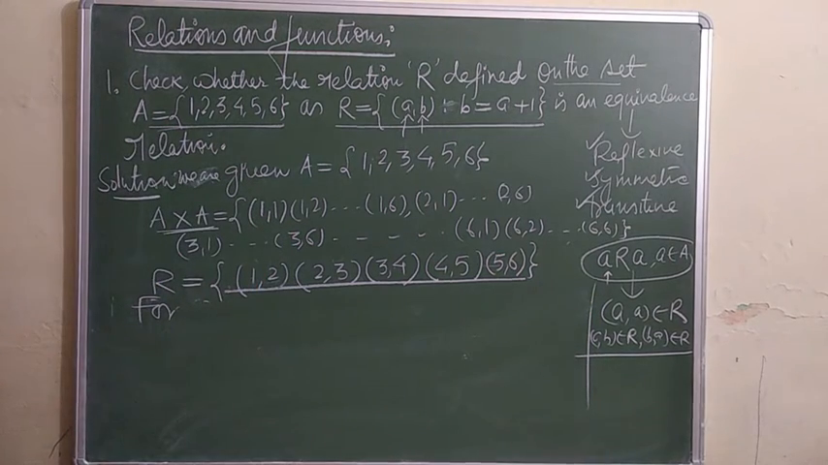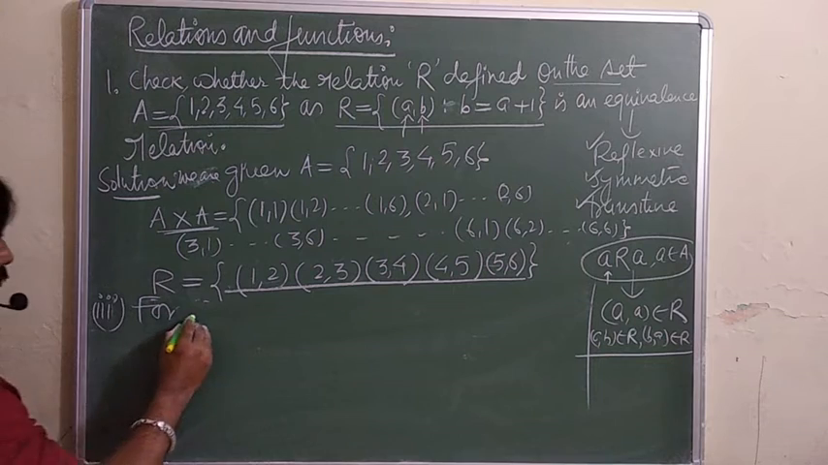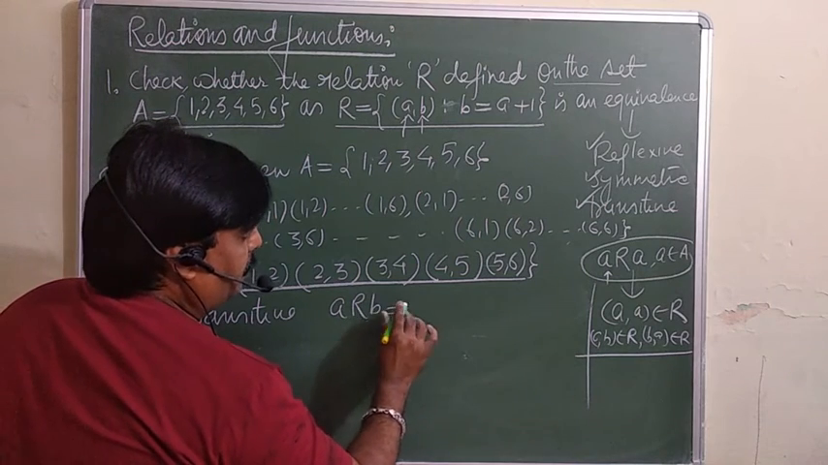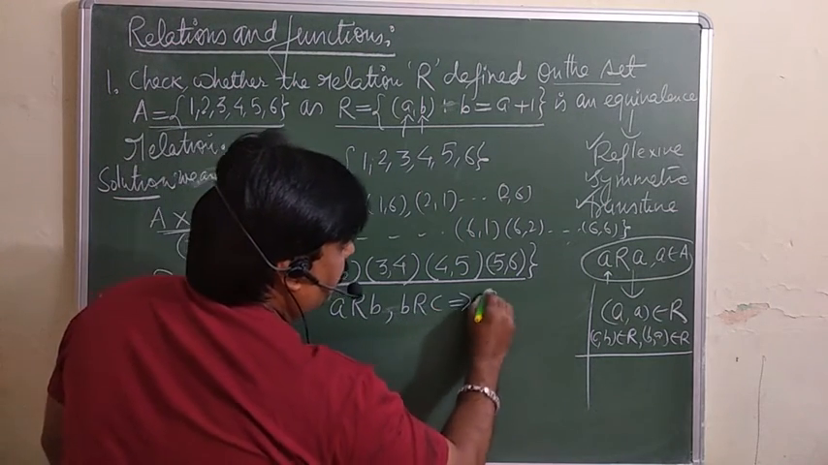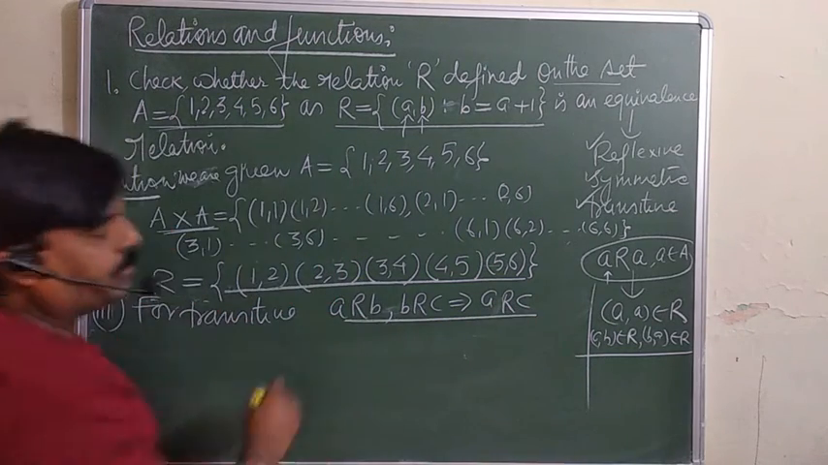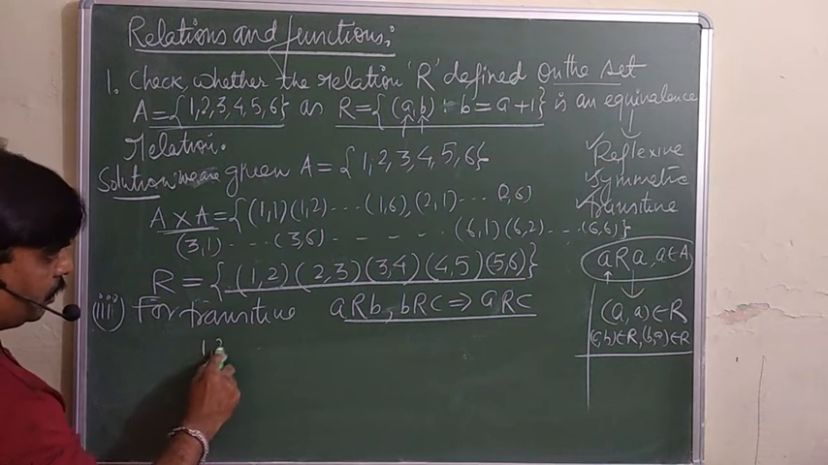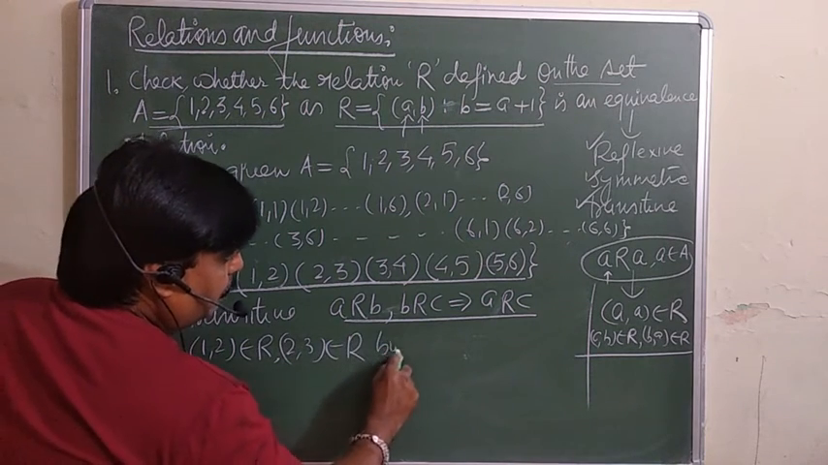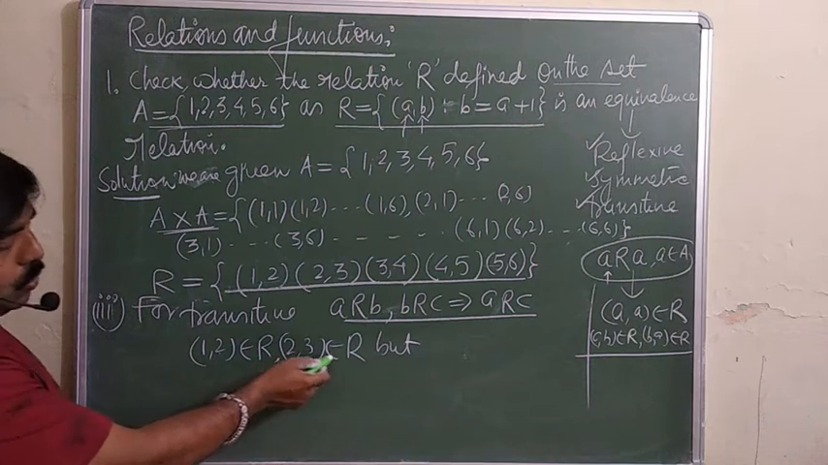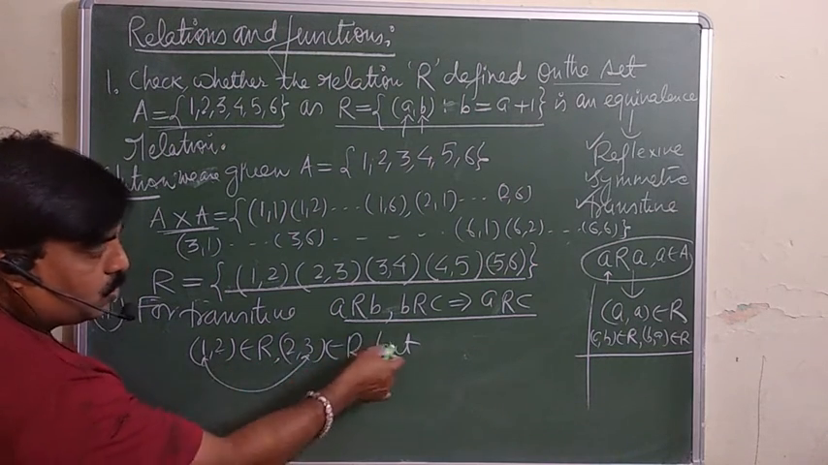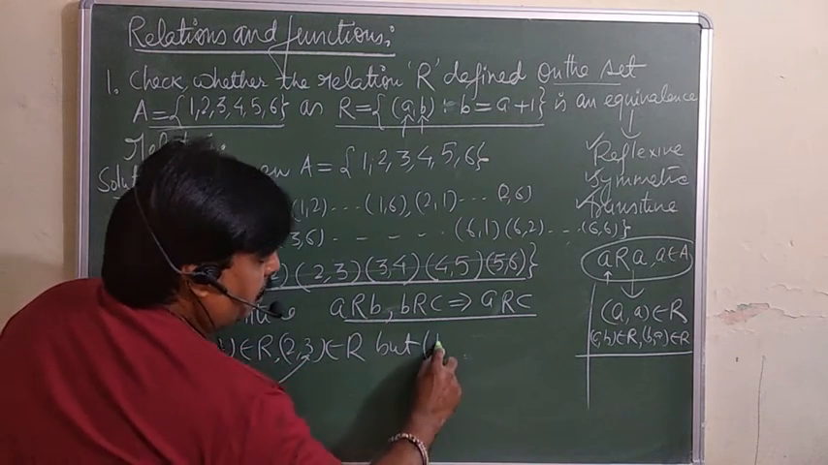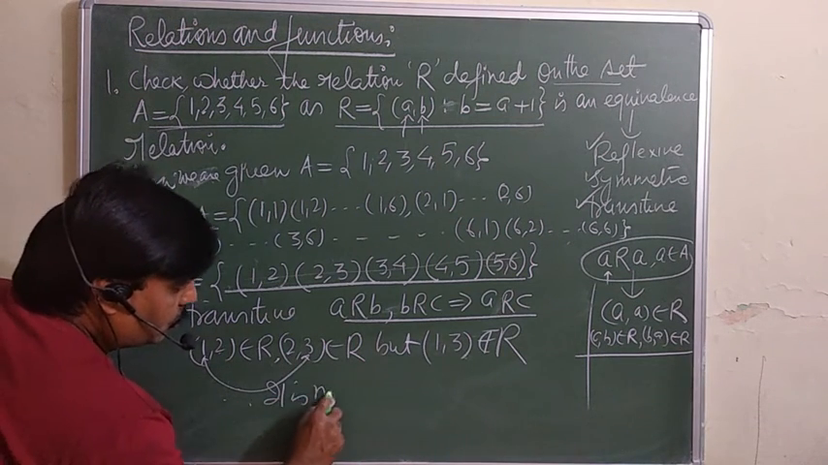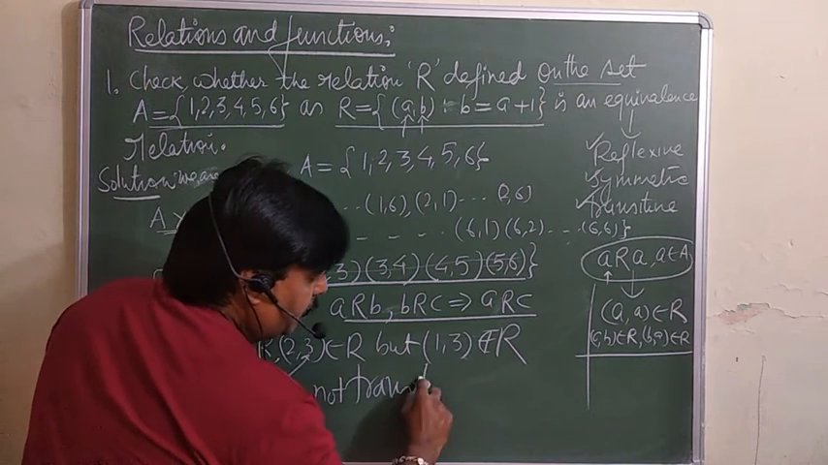See now third is for transitive. So for the transitive, if A has a relation with B, B has a relation with C, then A must have a relation with C to become a transitive. देखिए यहां पर 1, 2 belongs to R, 2, 3 is also belongs to R, so 1 3 must also belong to R, but here 1 3 is not here. देखो कहीं भी नहीं है. 1 3 does not belong to R. It means therefore it is not transitive. It is not transitive relation.